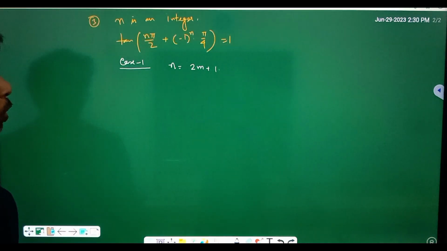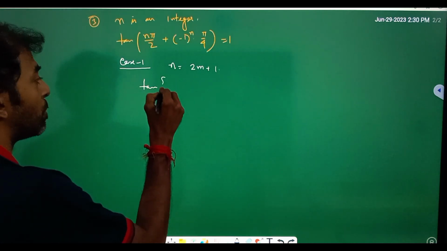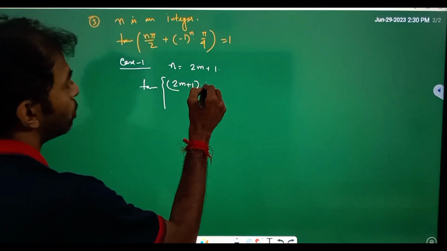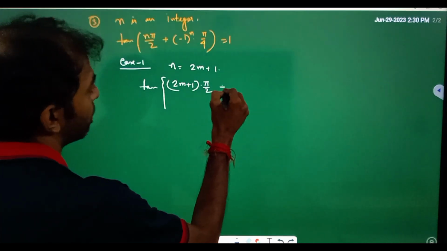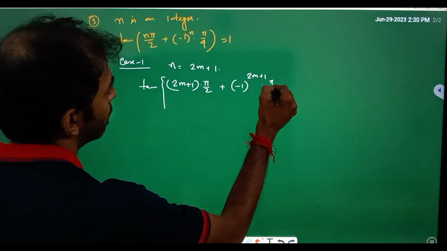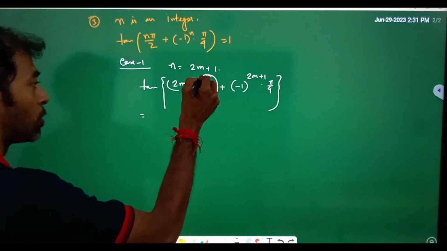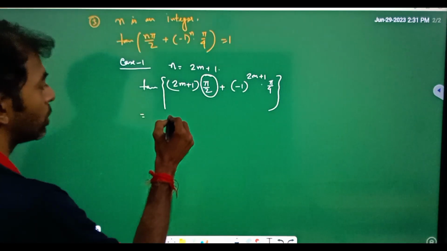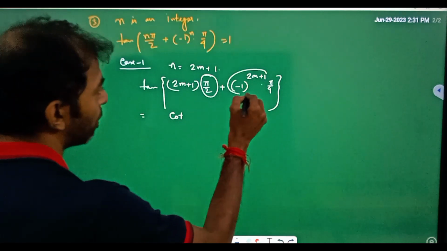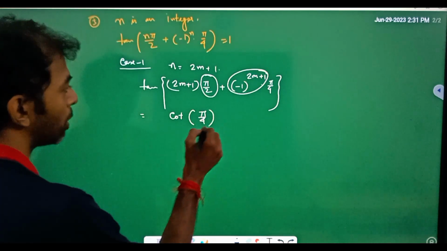So in case of any odd integer, the total result will be tan within brackets, writing 2m plus 1 in place of n, into pi by 2, plus minus 1 to the power 2m plus 1 into pi by 4. Since it's an odd multiple of 90 degrees, tan is going to change into cot, and this one is going to be minus. So cot of pi by 4 I'm going to write here, no problem about that.